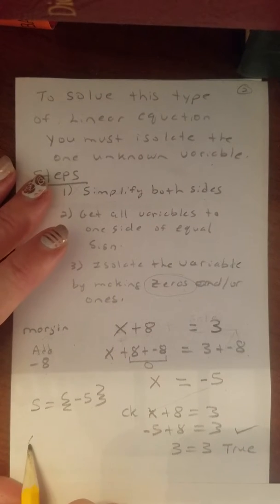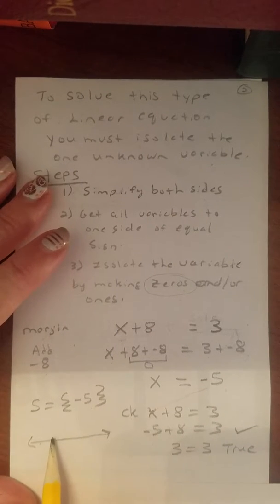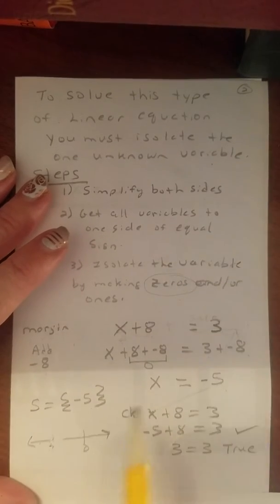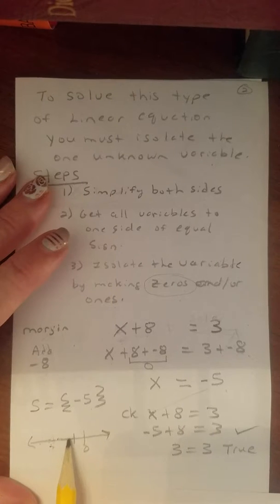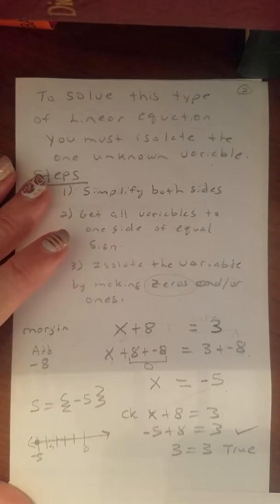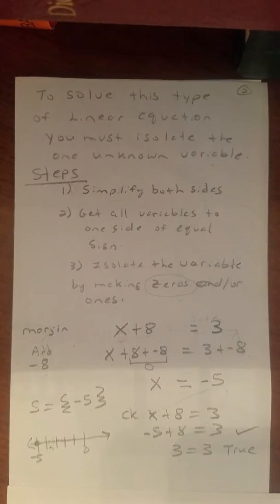You could also graph your solution, which we'll get into more. Whoops, I'll put my 0 here. 1, 2, 3, 4, 5. This is a negative 5. And I could put a dot. So there are 2 ways I can show my solution here.